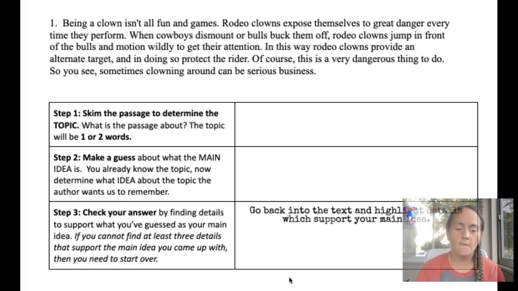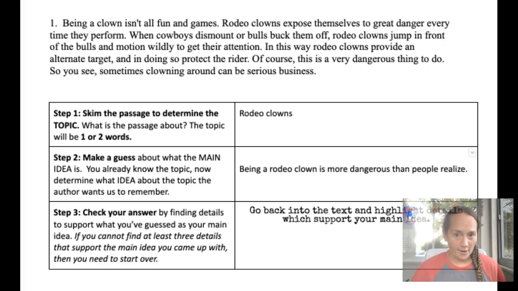All right, so first thing you do is determine a 1 or 2 word topic. If you want to go ahead and think of what that topic would be, go ahead and think about that right now. Pause the video if you want. All right, so the topic here is going to be rodeo clowns. Then we have to ask ourselves, all right, well, what about rodeo clowns is this passage getting across? So take a second, think about what it's telling us about rodeo clowns. All right, so I said being a rodeo clown is more dangerous than people realize.